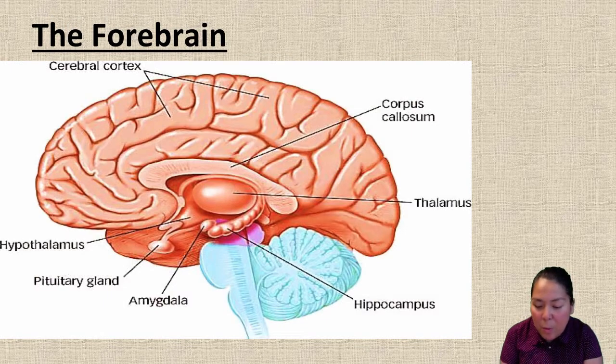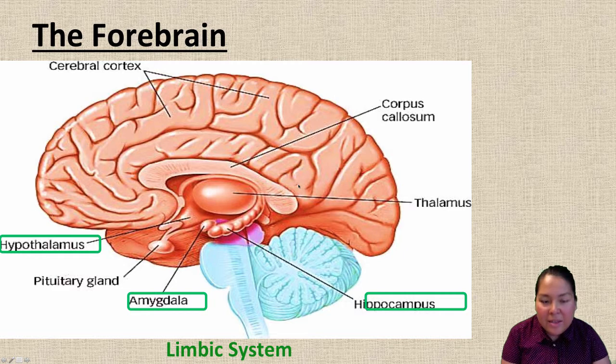And so one of the big systems within the forebrain is the limbic system. And so here is the limbic system. The limbic system is made up of the hypothalamus, the amygdala, and the hippocampus, which are responsible for motivation, emotion, learning, and memory, as well as interacting with other structures. And so here again, we see that with the forebrain, we have more advanced functions for more higher order type of thinking.